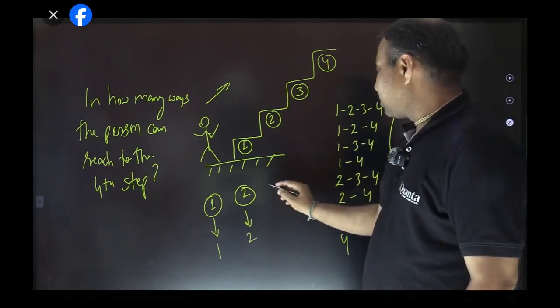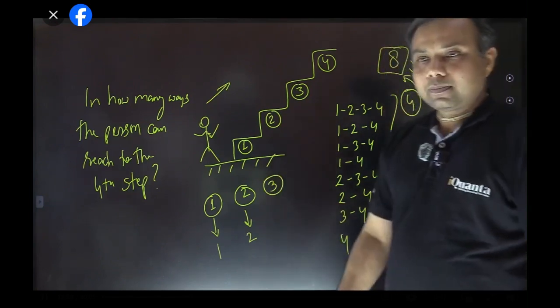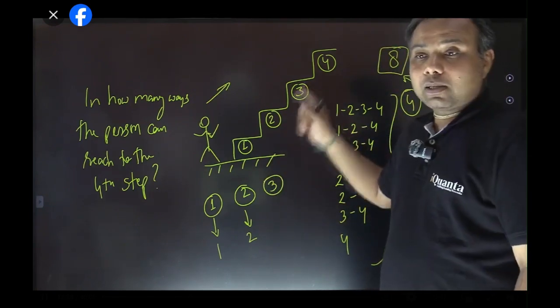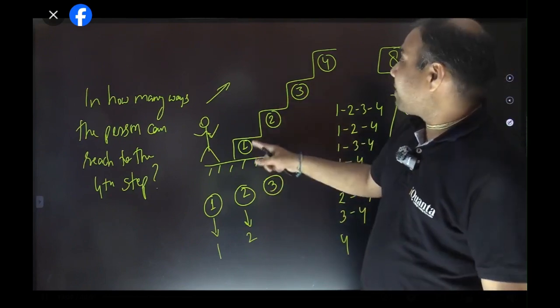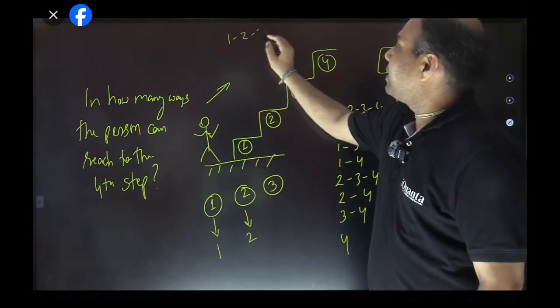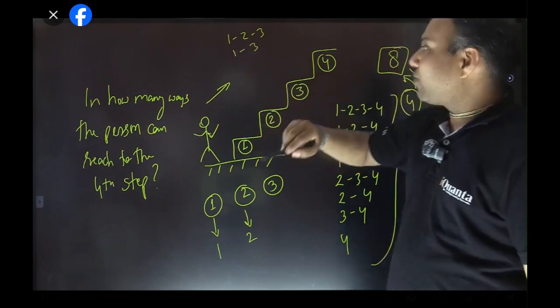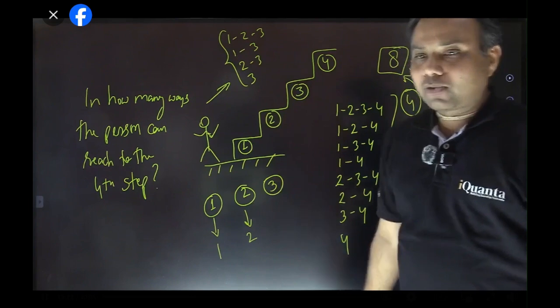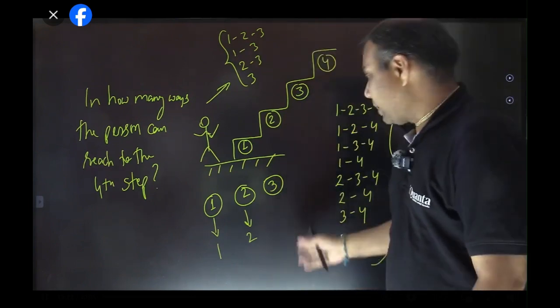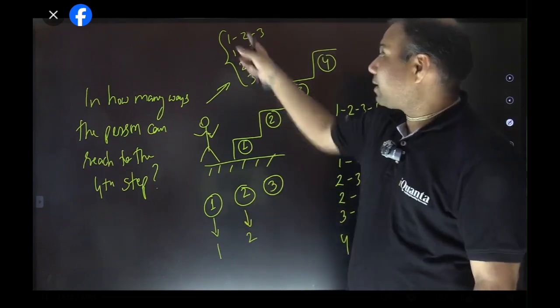If I had to reach the 3rd step, can you count the number of ways? Let's see. 1, 2, 3, that's the first way. 1 and then directly 3, that's another way. Or skip 1 now, 2, 3, and directly 3. These are 4 ways. Fine, it is not 3. It's not that 1 gives 1, 2 gives 2, 3 gives 3. For 3, there are 4 ways.